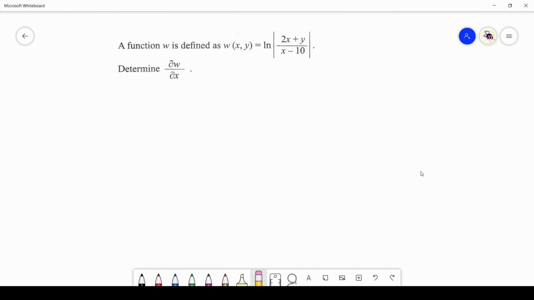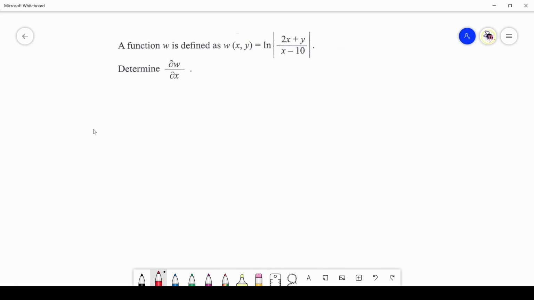Okay, here is the final part to 2016, and it's definitely not related, but it looks familiar. We did a question like this already, and this is going to be a breeze, because in this one we're only going to be finding the partial derivative of w with respect to x. So let's start this question.